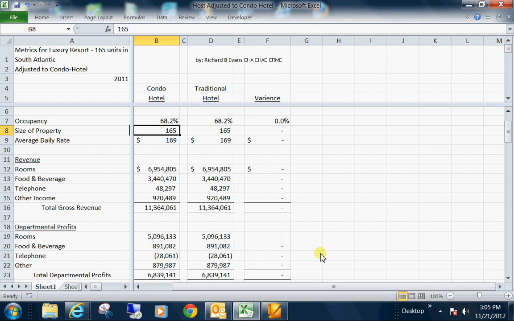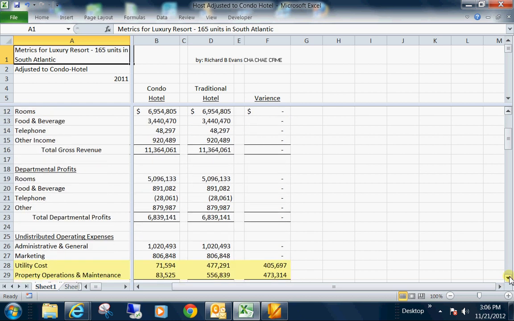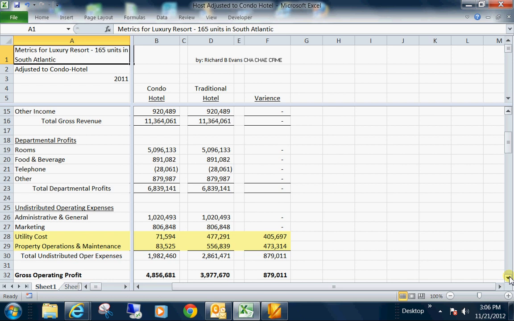So what we're looking at today is actual metrics in 2011, and in this case we're doing it for a luxury resort of 165 units located in the South Atlantic region. I'm going to scroll down here so you can see the whole thing. You're going to see that there are basically no differences between the condo hotel and the traditional hotel until we get to undistributed operating expenses.